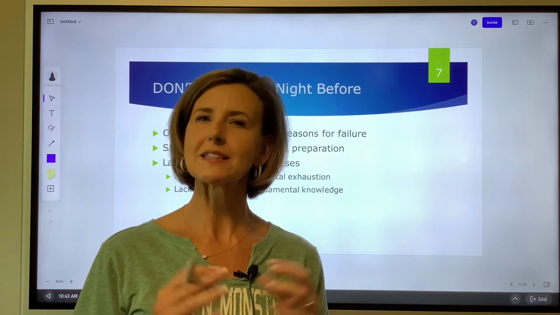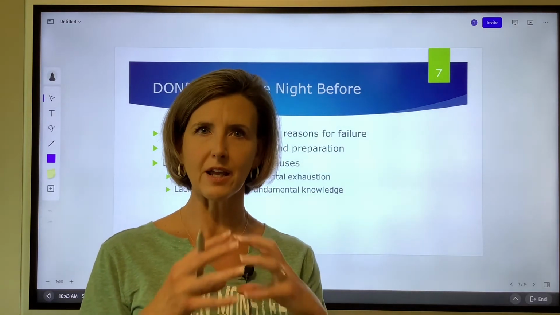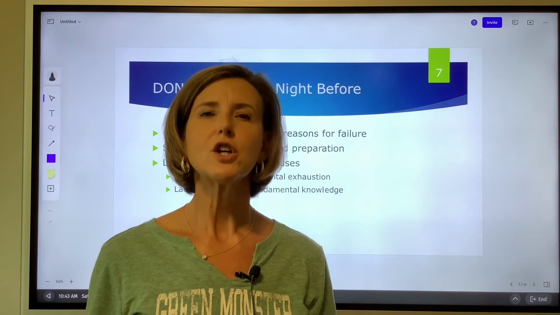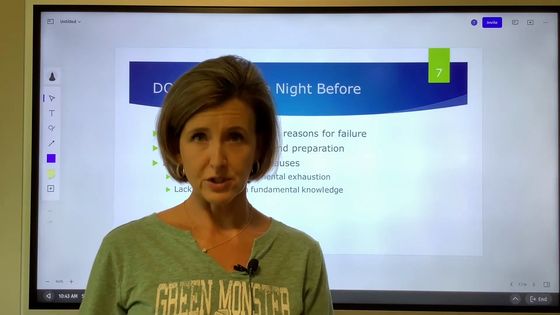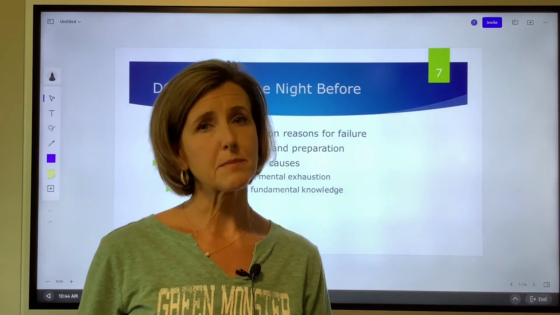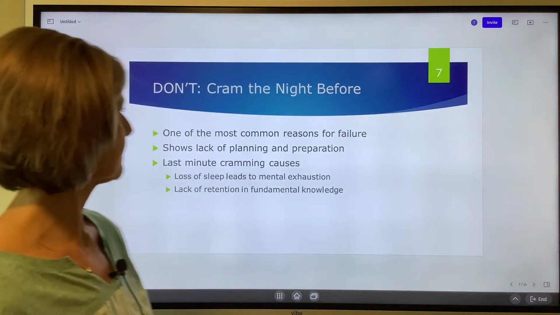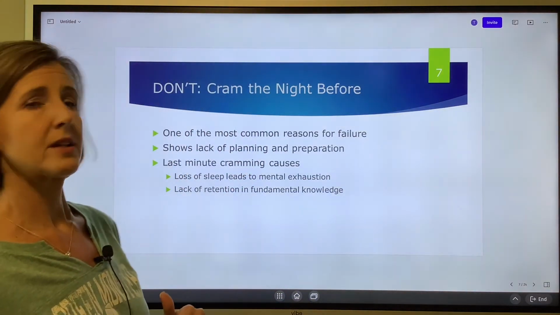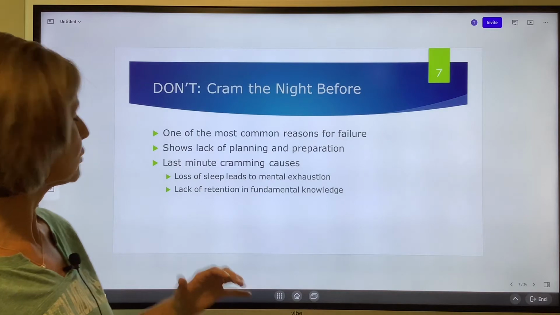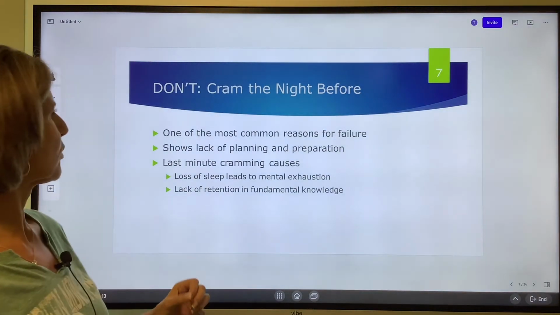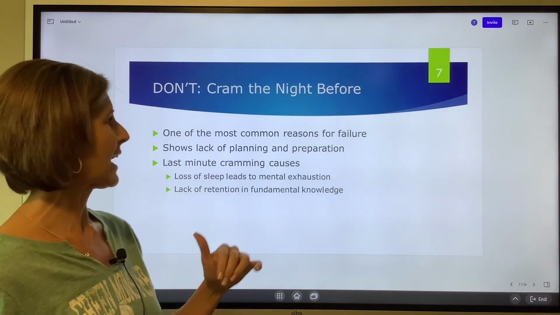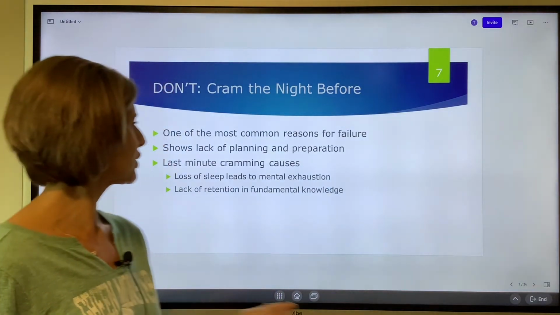This is a knowledge base that needs to be built upon a very solid foundation. So you're studying to understand. You're not studying to memorize and then dump the content. All right, so don't cram the night before. Study in advance. You can study the night before, but don't cram it the night before. Because really cramming shows lack of planning and preparation.